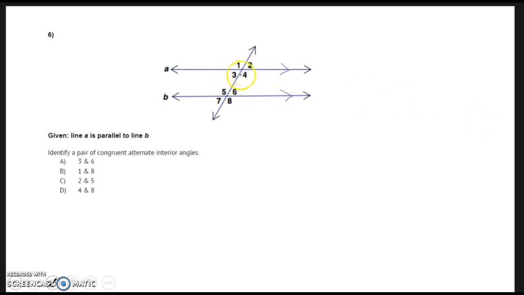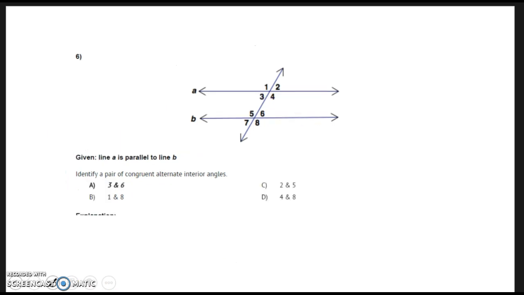So it's either got to be 4 and 5 or 6 and 3. So look at your answer choices there. 4 and 5 are not on there, but 3 and 6 are. So 3 and 6 are a pair of congruent alternate interior angles. And that will be your answer there, A.